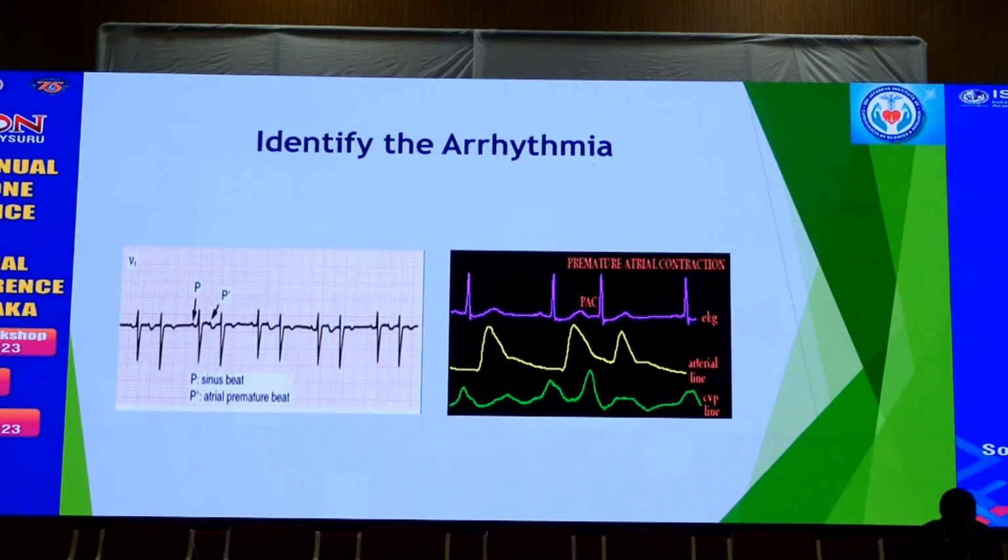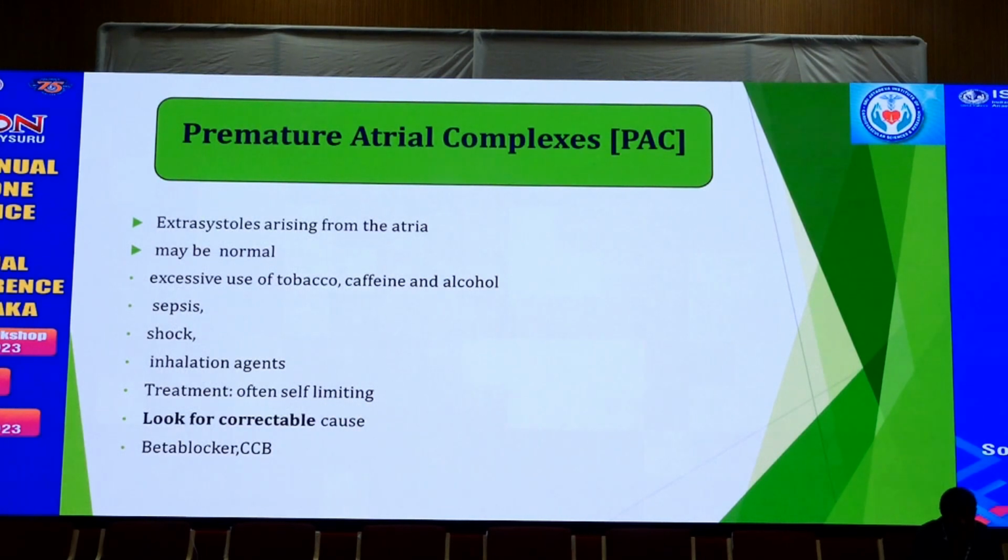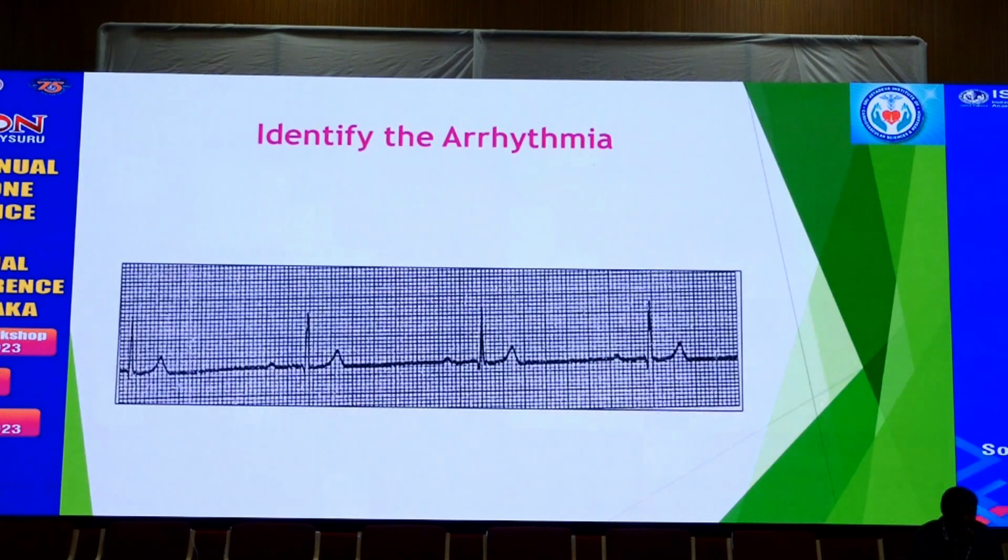So this is a PAC. It's a premature beat followed by an incomplete pause. The corresponding systolic wave is smaller. So what are the causes? It can be a normal patient, and it is usually self-limiting, so you don't need any drugs for that.